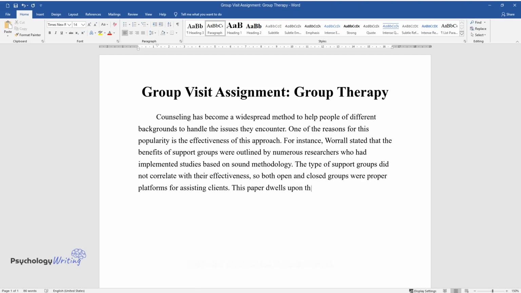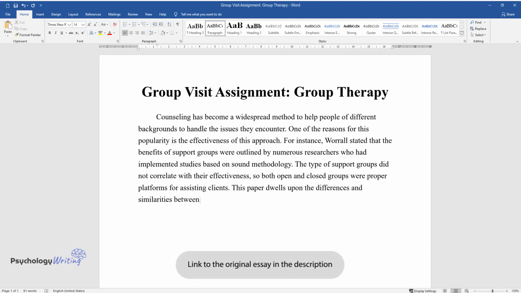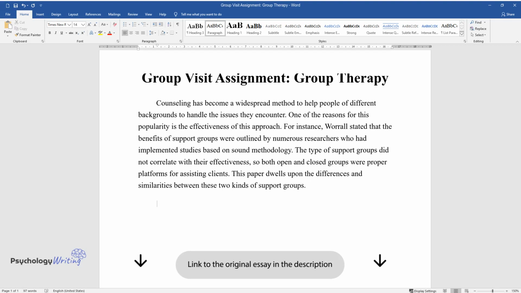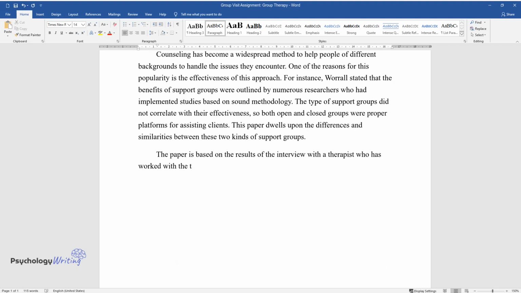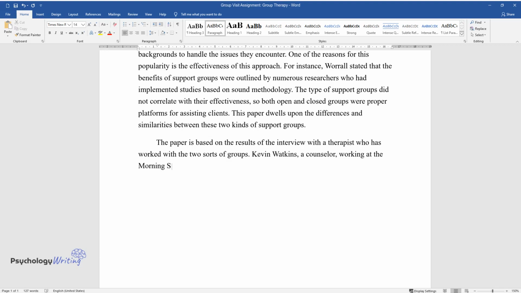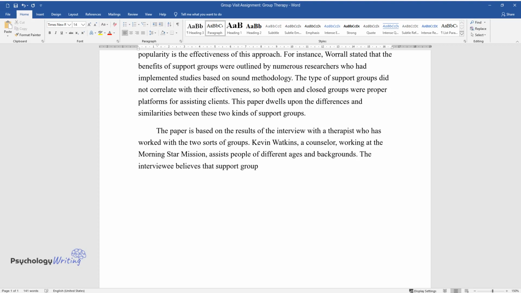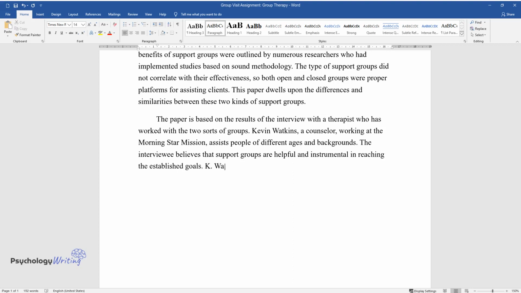This paper dwells upon the differences and similarities between these two kinds of support groups. The paper is based on the results of the interview with a therapist who has worked with the two sorts of groups. Watkins, a counselor working at the Morning Star Mission, assists people of different ages and backgrounds. The interviewee believes that support groups are helpful and instrumental in reaching the established goals.